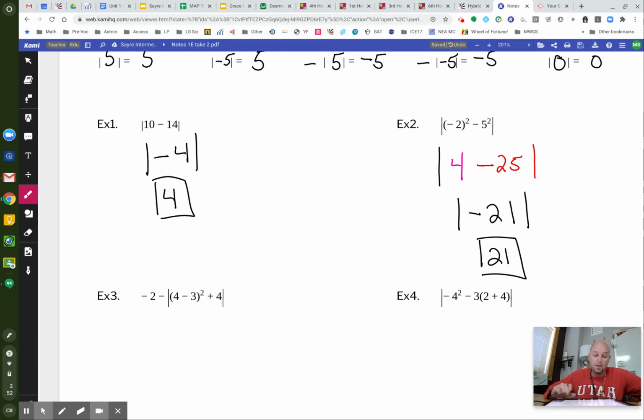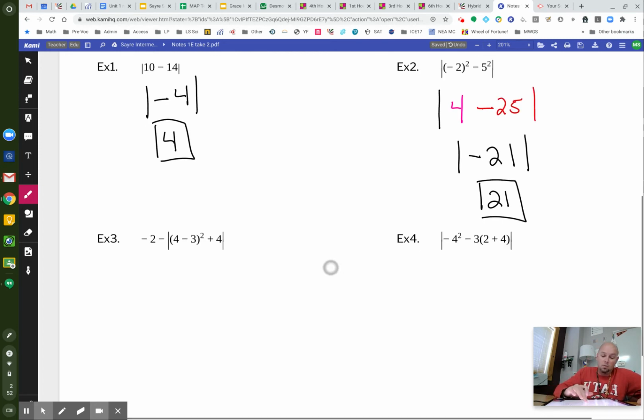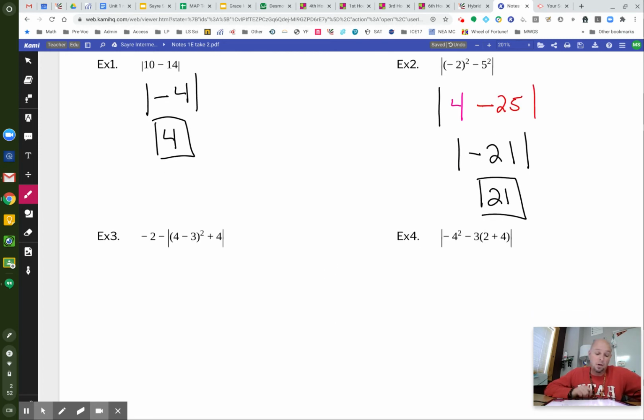All right, next. We have 2 more examples. This one's more complicated. If you remember up here, I told you to do whatever's inside the absolute value first and worry about this stuff outside later. So right now, we've got this negative 2 and a negative outside the absolute value. I'm not going to do anything with that right now. I'm just going to leave those as they are and simplify what's inside.